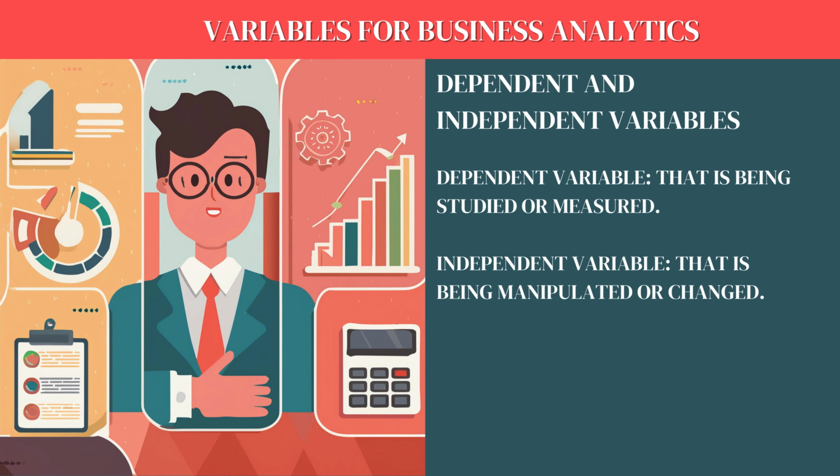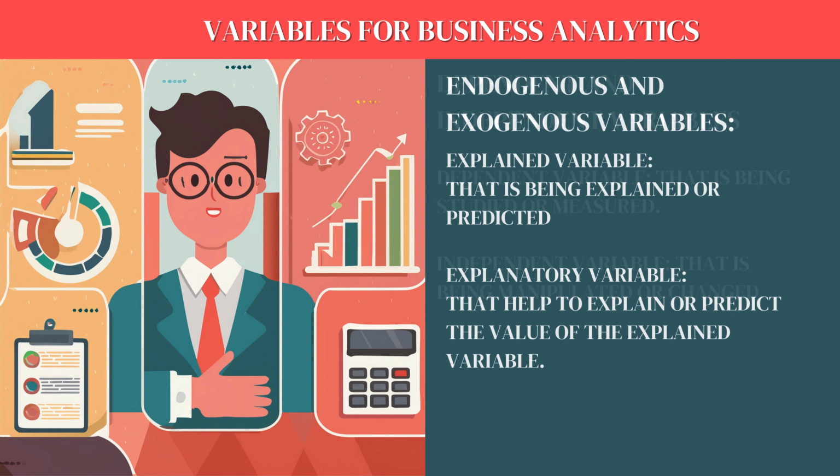These terms describe the relationship between variables in a study or analysis. Dependent variable. This is the variable that is being studied or measured. It is the outcome or effect that depends on or is influenced by other variables. Independent variable. This is the variable that is being manipulated or changed to observe its effect on the dependent variable.